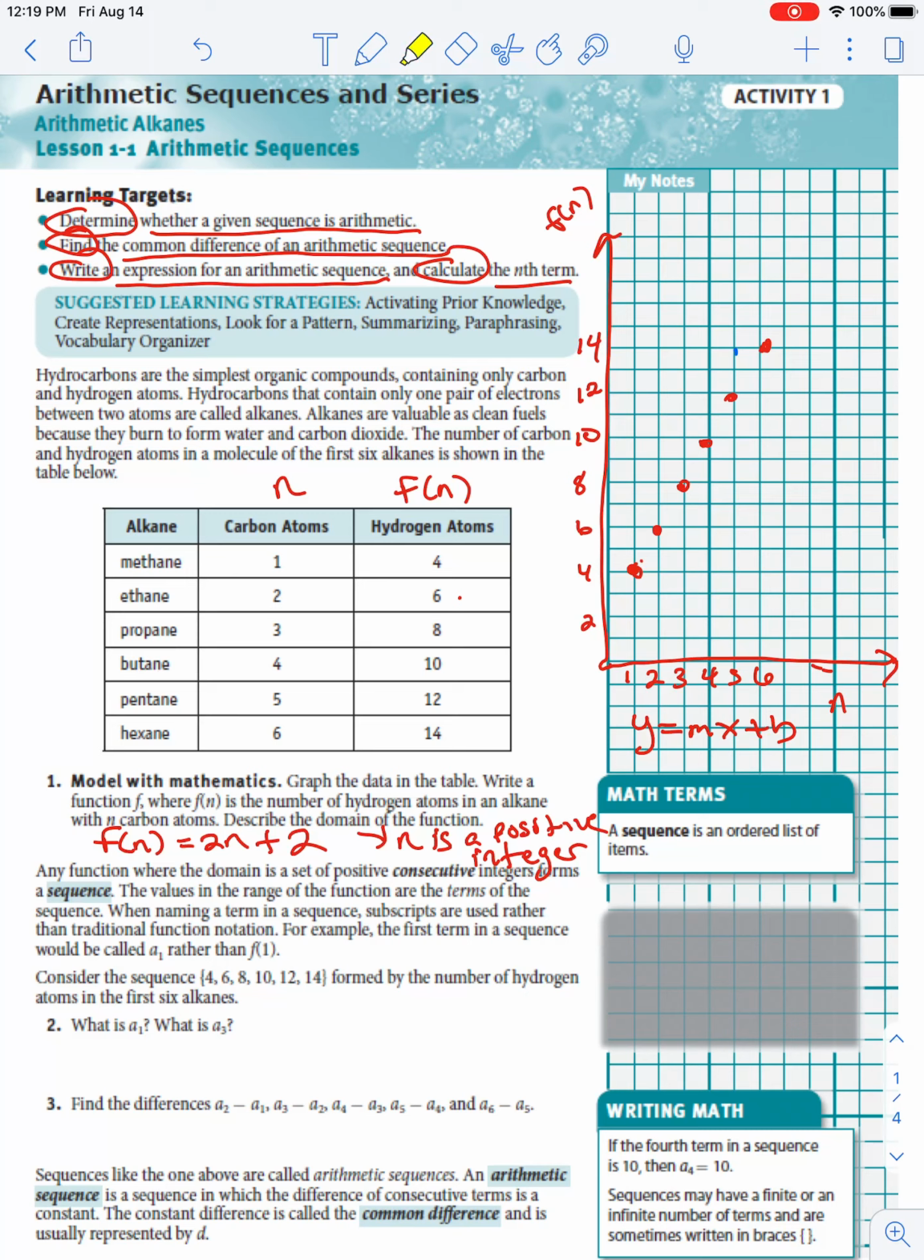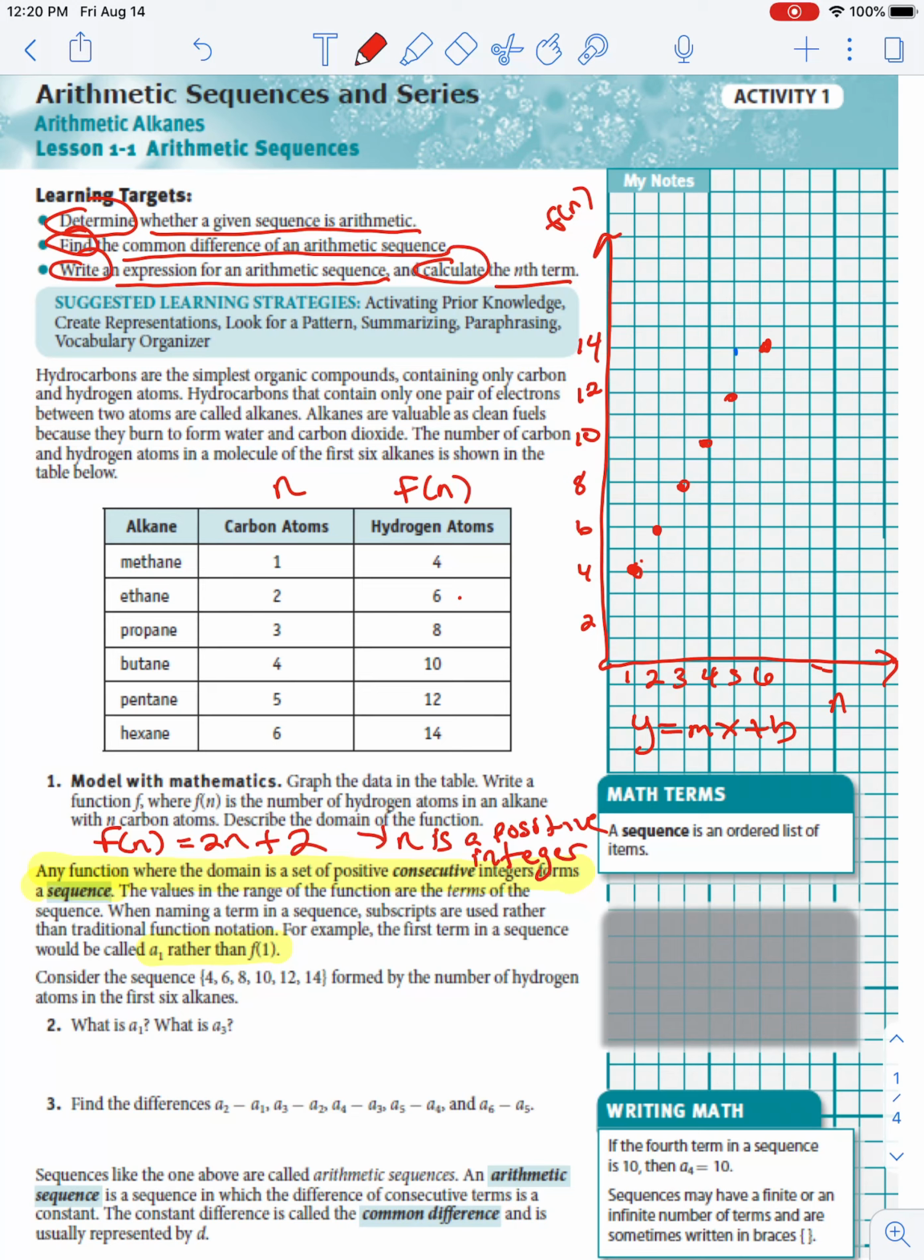Okay. All right, now, from that example, we're going to learn a little bit about arithmetic sequences. Any function where the domain is a set of positive integers, like we see here, is called a sequence. The values of the range of the function are the terms of the sequence. When naming a term of a sequence, subscripts are used rather than traditional function notation. So instead of f of 1, we're going to actually call that a sub 1. That's going to be term 1. Okay, f of 2 would be a sub 2, and so on.